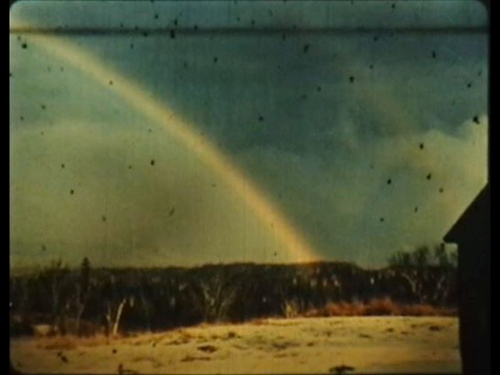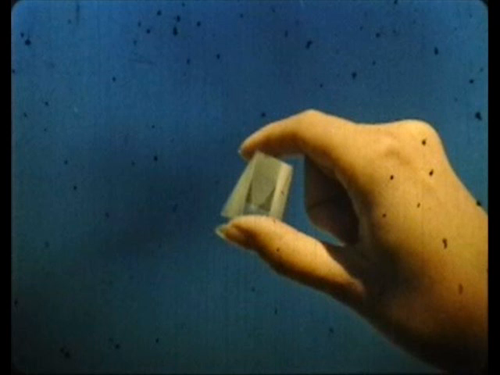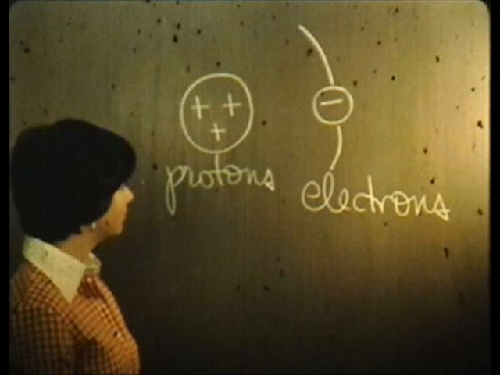Have you ever looked closely at a rainbow? Have you ever used a prism? This triangular-shaped piece of glass can take simple daylight and transform it into a beautiful rainbow of colors. Well, what does a rainbow have to do with electrons?